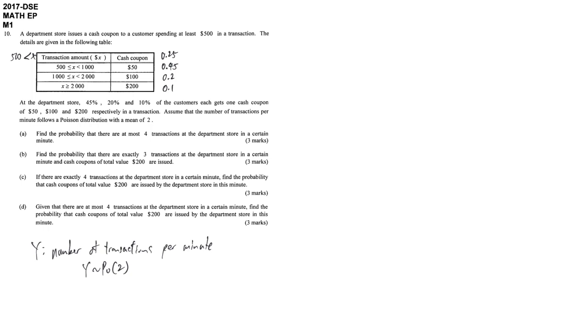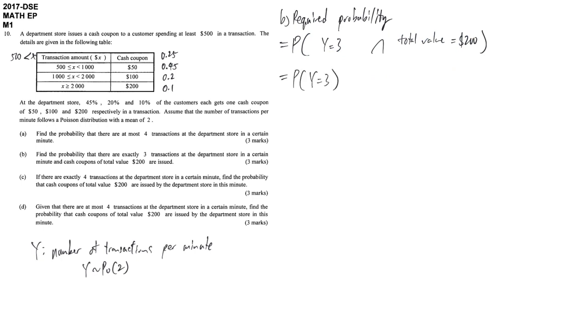In part B, we are going to find out the probability that there are exactly 3 transactions, which is about Y, and also the second stage is the cash coupon of the total value $200 are issued. In mathematical expression, that means it's like this, and these two events are not independent. More customers should imply a higher total value of the coupon issued. So the calculation is we ensure the first stage, and then the second stage we are going to consider the conditional probability.